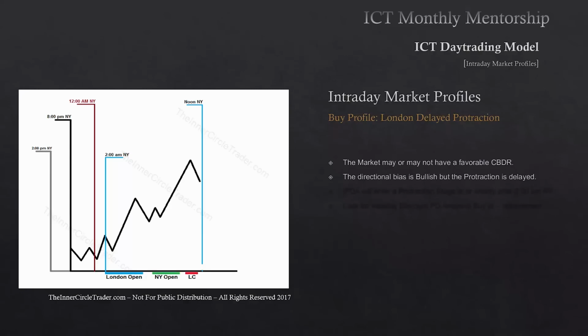Main premise is the directional bias is bullish, but the protraction is delayed. IPTA will enter a protraction stage at or shortly after 2 a.m. New York, and you're going to be looking for a discount PD array to buy at during a retracement that will occur at or shortly after 2 a.m. New York time.